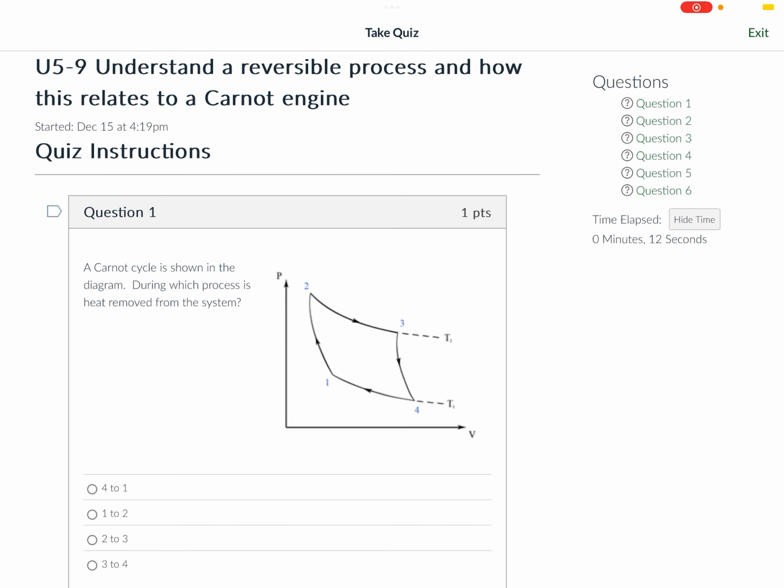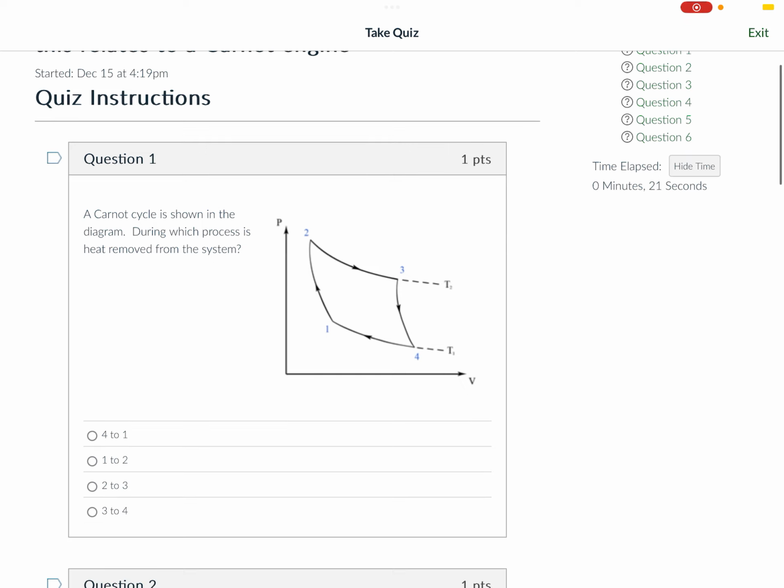All right, so I'm making this for my friend Abitu, and we're going to go over this reversible processes and Carnot engine quiz. A Carnot cycle is shown in the diagram, during which process is heat removed from the system.